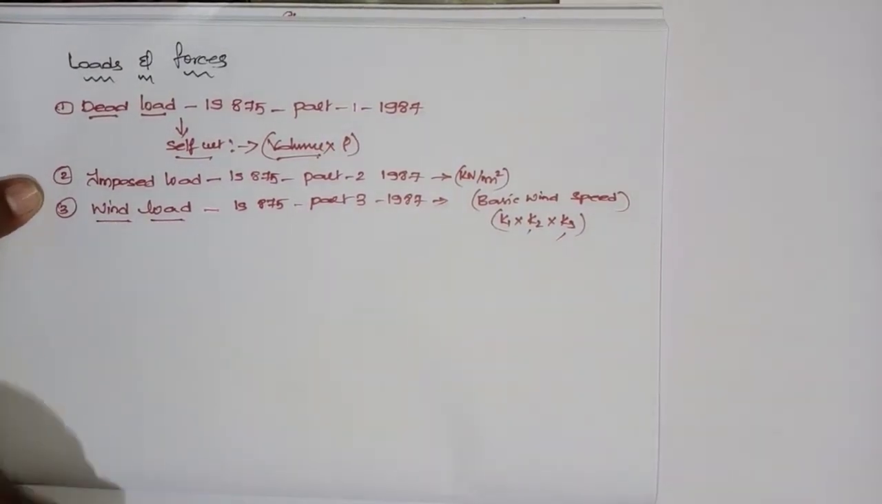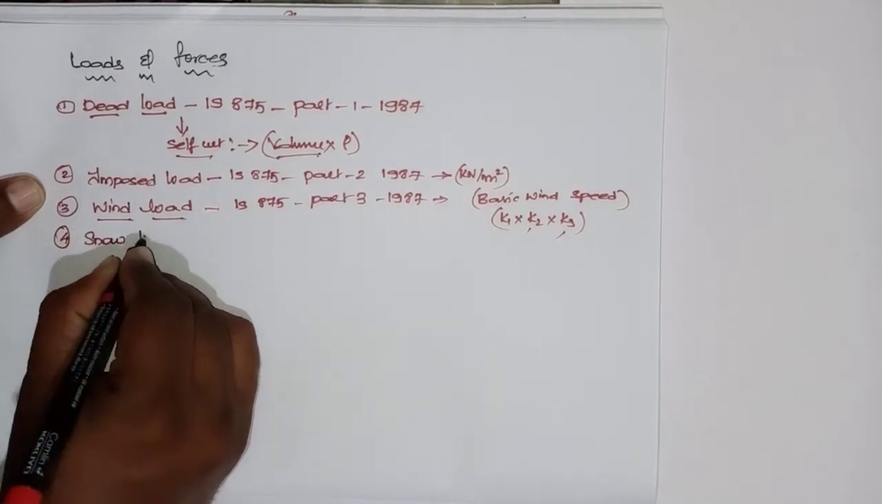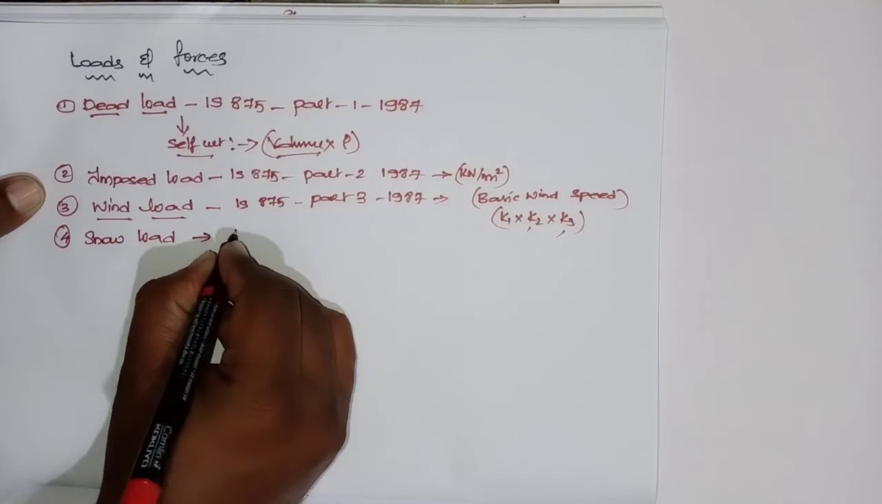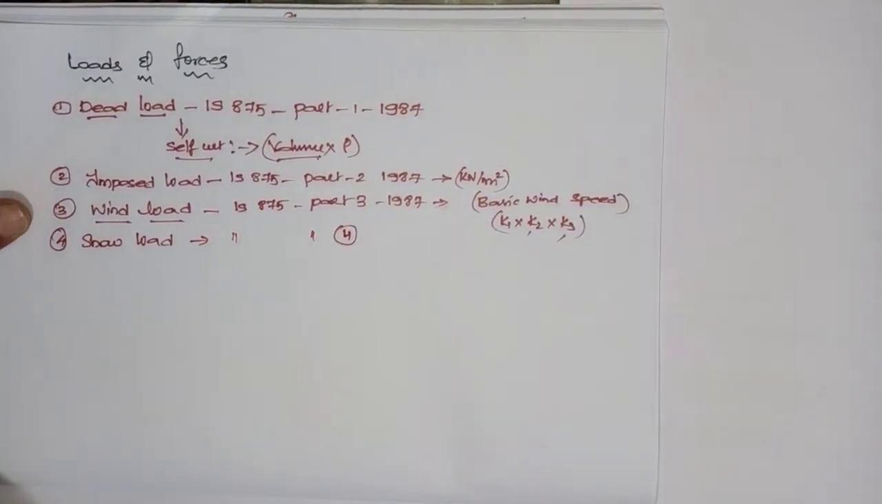Based upon that, if you multiply with the basic wind speed, you will get the design wind load. And coming to the fourth one, what is the other type? Snow load. This is as per IS 875 part 4.